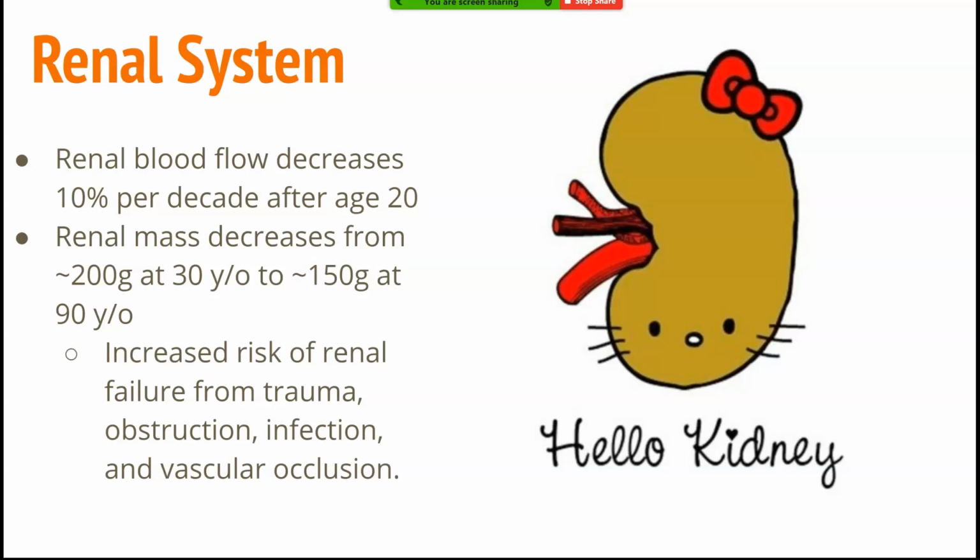Which means they're just getting smaller, which means they don't have as many functional units, which means that you're not as good at filtering your blood, which increases the risk of various toxicity, right? But hey, let's give the 80-year-old a renal toxic medication such as amiodarone. It's fine. They'll walk it off. Overall, as the kidneys do get smaller, they're also at increased risk for infection and occlusion, etc.